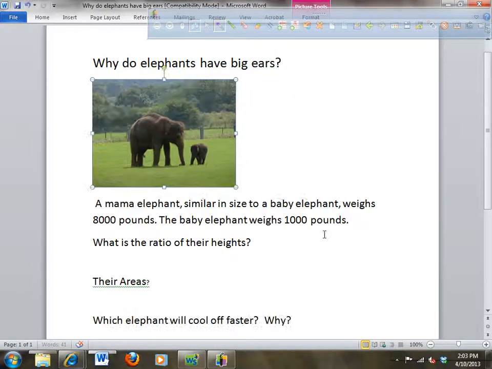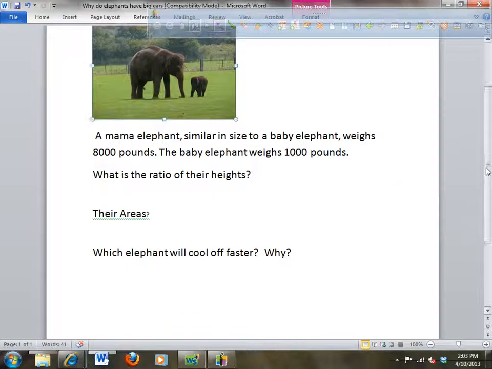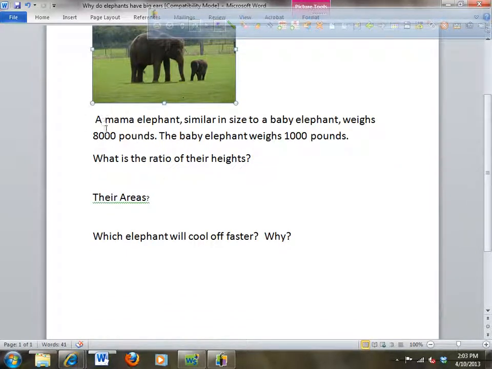So anyway, a mama elephant, similar in size to a baby elephant, weighs 8,000 pounds. What is the ratio of their heights?